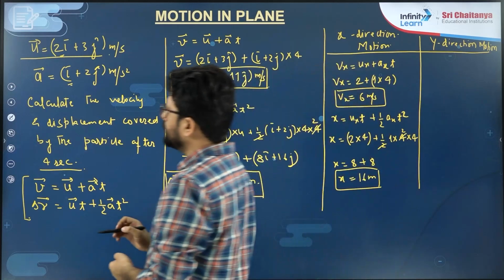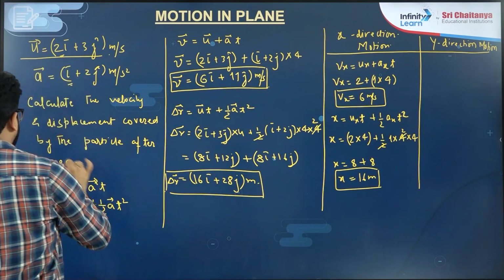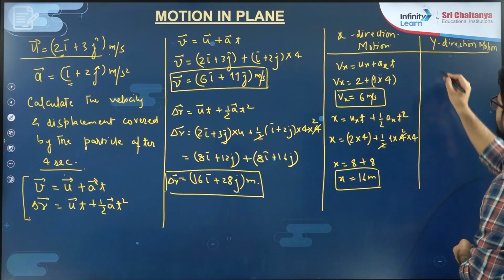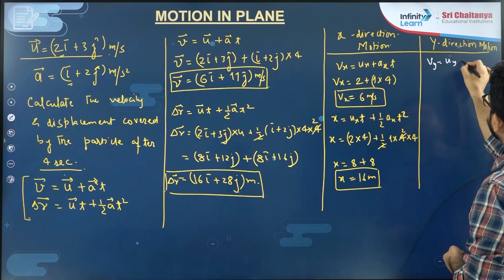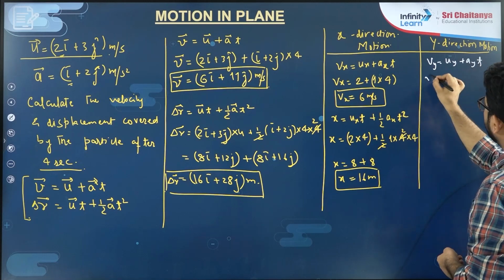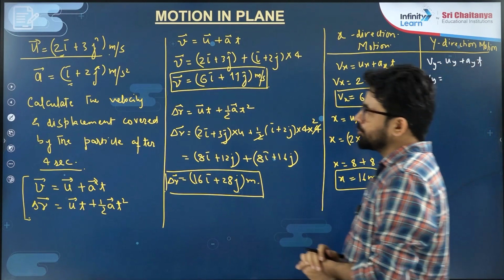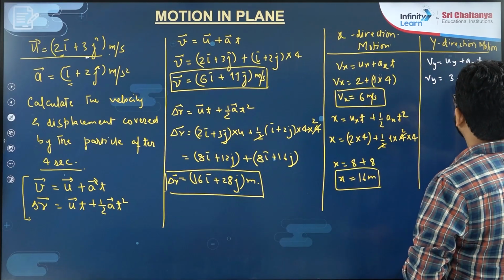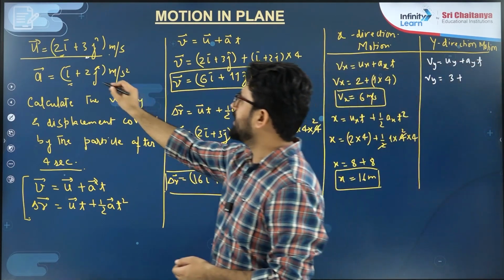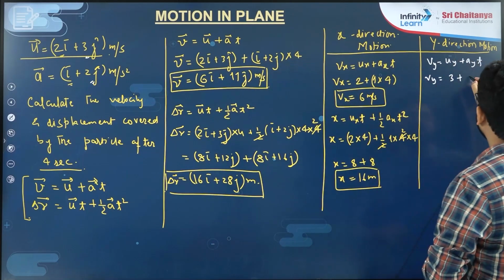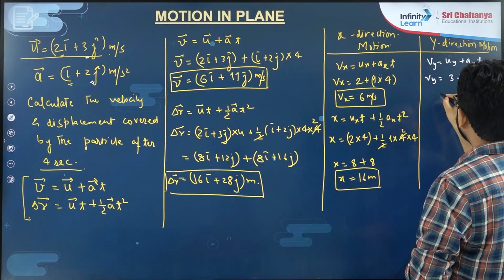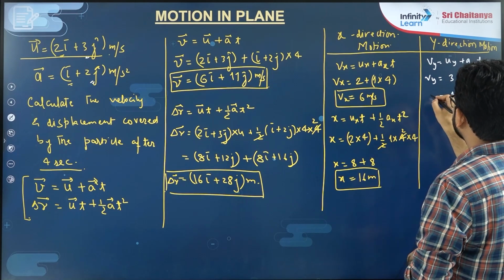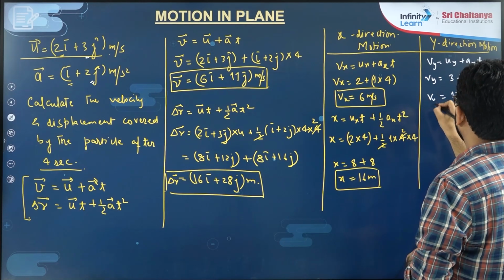Similar calculation, if we go for it, you can check here the y direction motion. So you will say here, sir, Vy is equal to uy plus ay into t. Vy we want to calculate. What is uy? Uy you can check from here, that is equal to 3. It is 3 plus what is the acceleration in y direction, that is 2. So you can take 2 into 4. If you multiply, this becomes 8 plus 3, that is equal to 11 meter per second. This is the y direction.